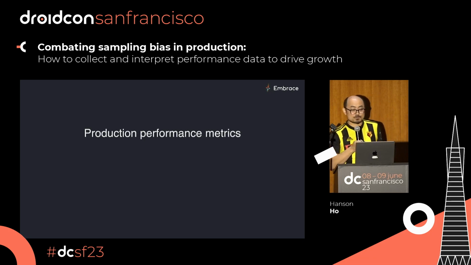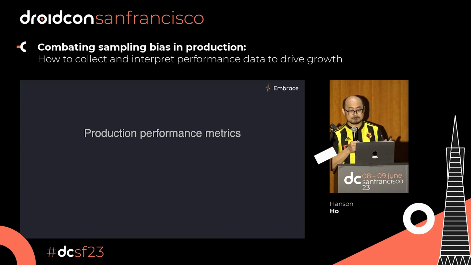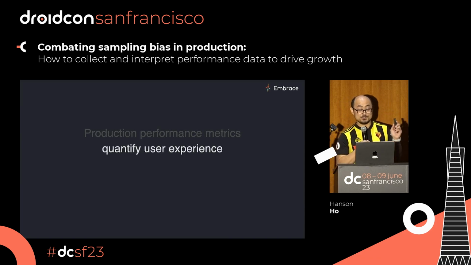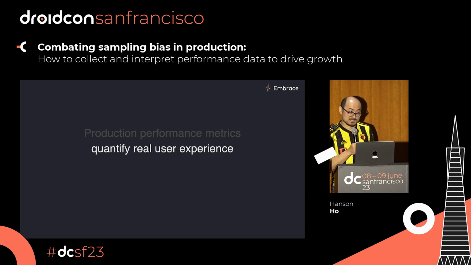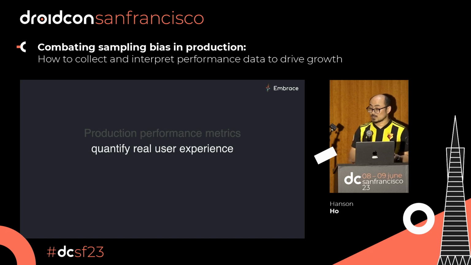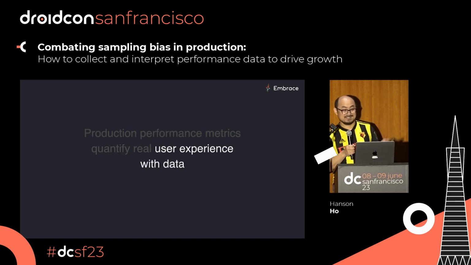But production performance analytics do something slightly different. They quantify user experience. Real user experience, not in some lab on a specific device with a specific state. This is the wild, wild west, people. Everybody using your app in weird, weird, wonderful ways. And perf metrics in production allow you to capture that, and capture that as data.